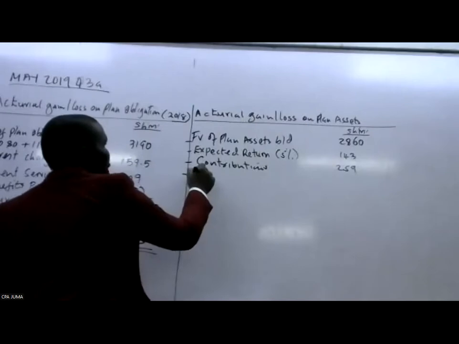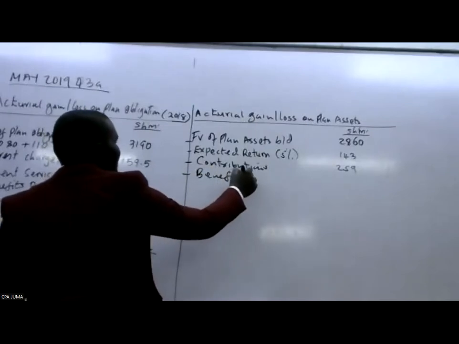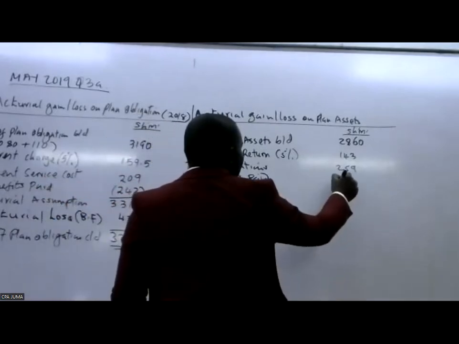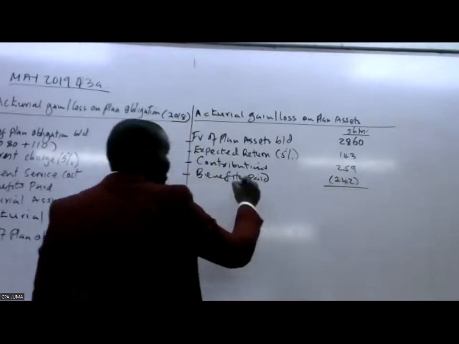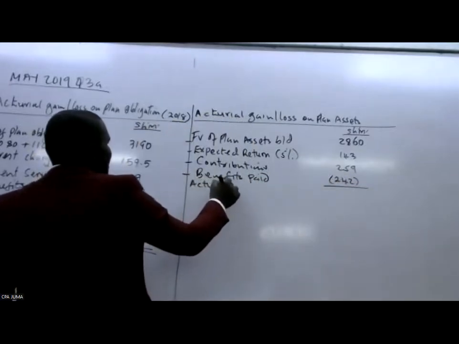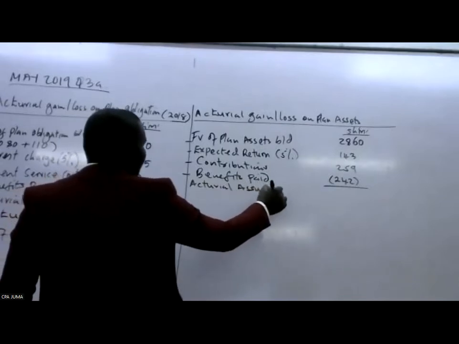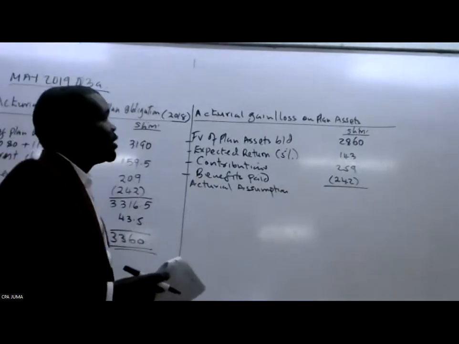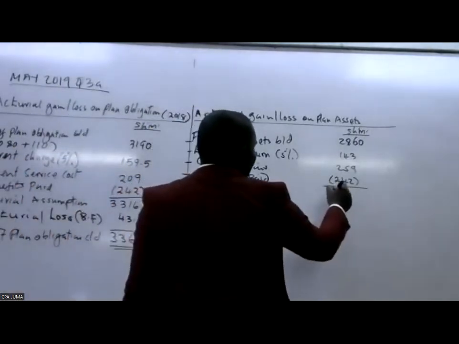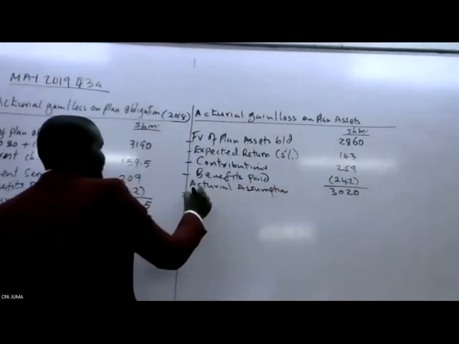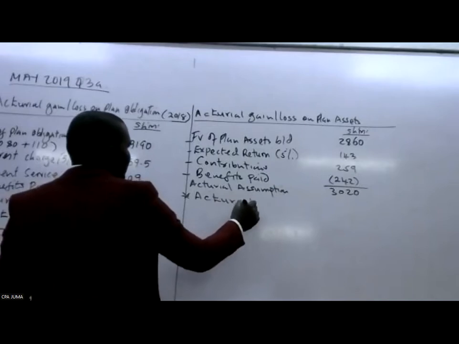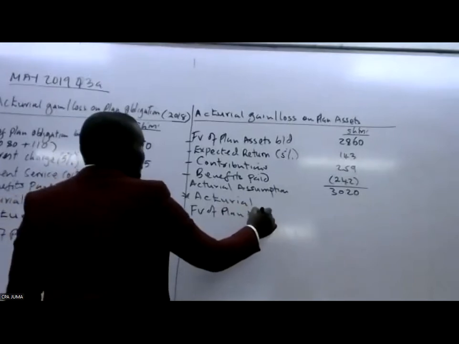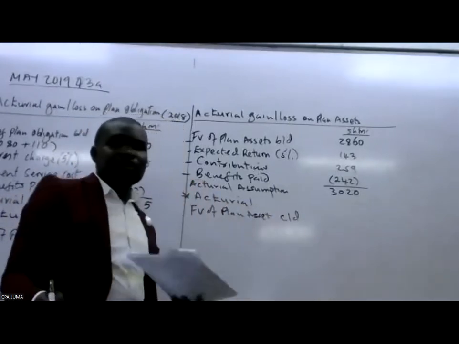Then you less benefits paid. Benefits paid is how much? 242. So the actuarial assumption. Actuarial assumption is how much? 30-20. So the balancing figure is actuarial, we don't know. So fair value of plan assets carried down. How much?